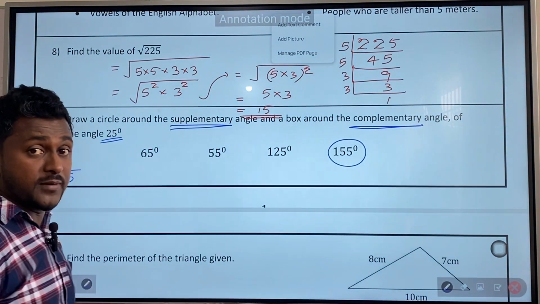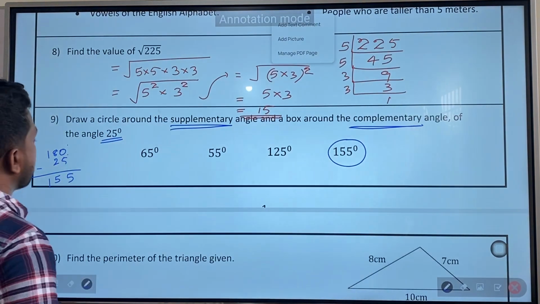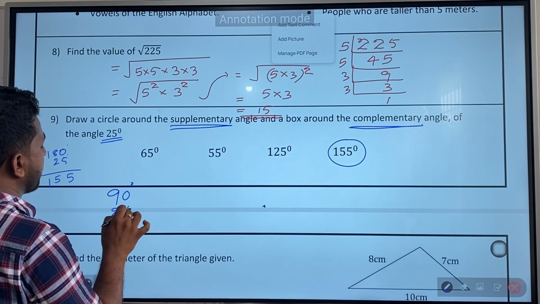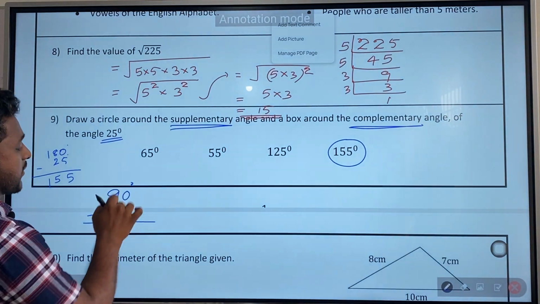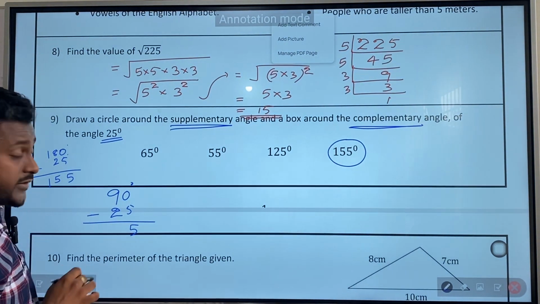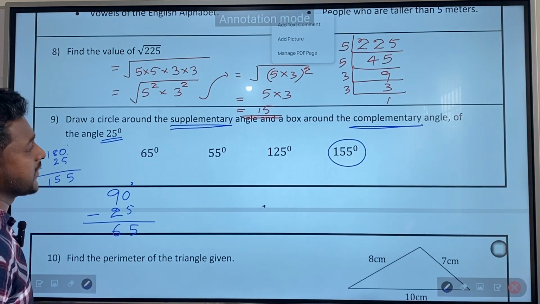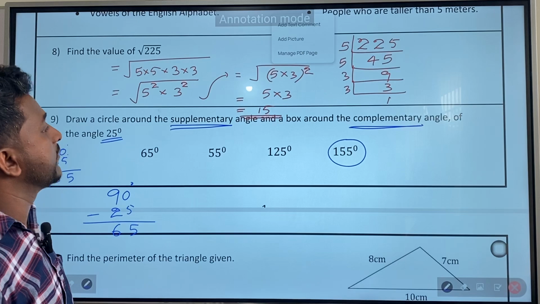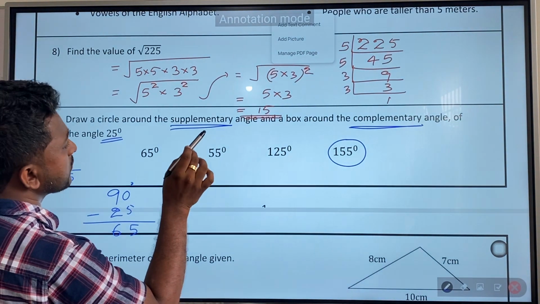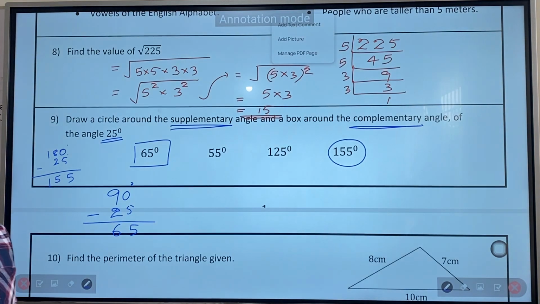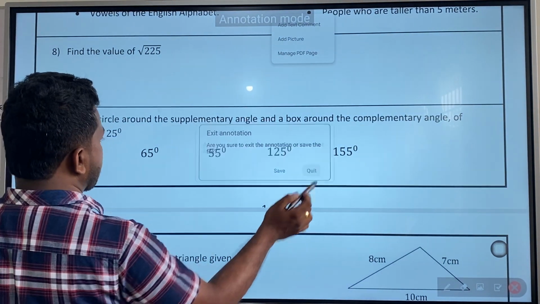Then complementary angles. How to find the complement? Complement of 25. To find the complement, we have to subtract 25 from 90. Now 10 minus 5, 5, here remaining 8, 8 minus 2, 6, 65. 65 is the complement of 25. We have to draw a box around 65, right? Okay, next look at question number 10.